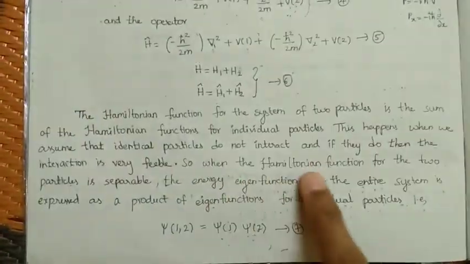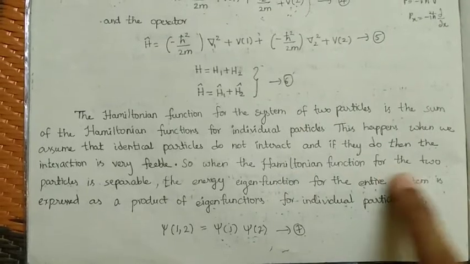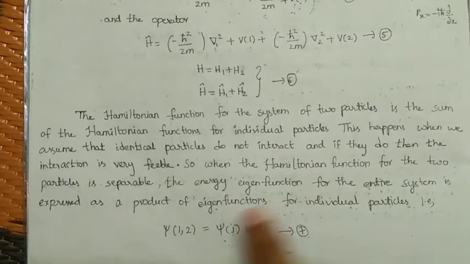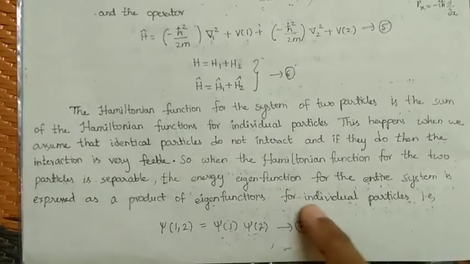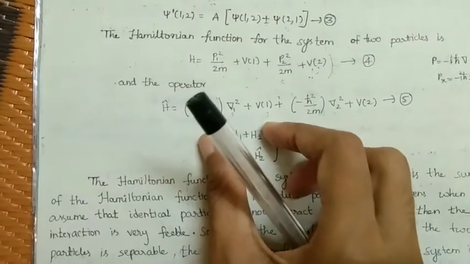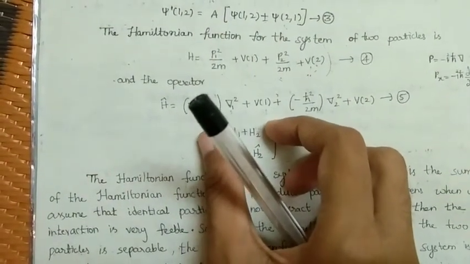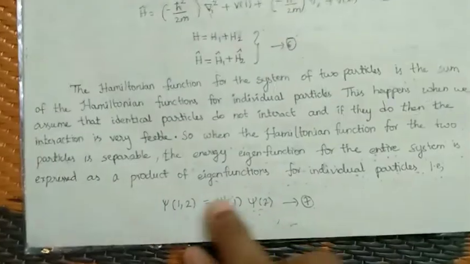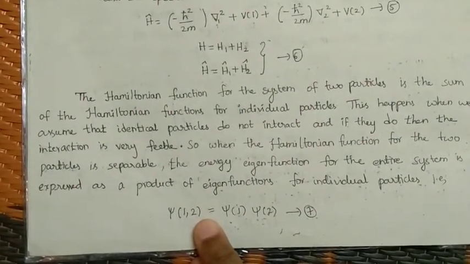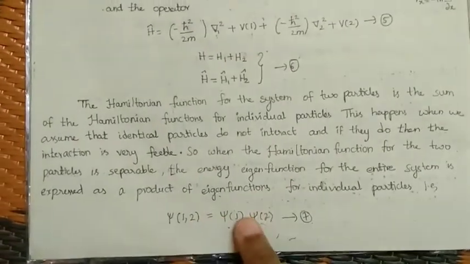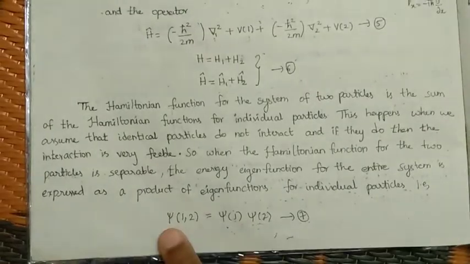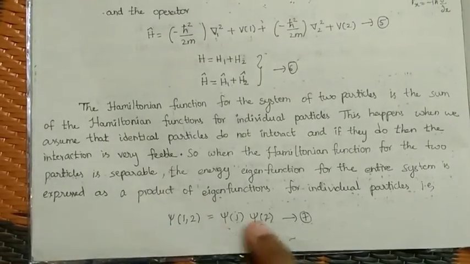And so when the Hamiltonian function for the two particles is separable, the energy eigenfunction for the entire system is expressed as the product of eigenfunctions for individual particles. So if the Hamiltonian function is expressed as the sum of the Hamiltonian functions of individual particles, then the eigenfunction of the system could be represented as the product of eigenfunctions of individual particles. Hence we have xi of 1 comma 2 equal to xi of 1 into xi of 2.